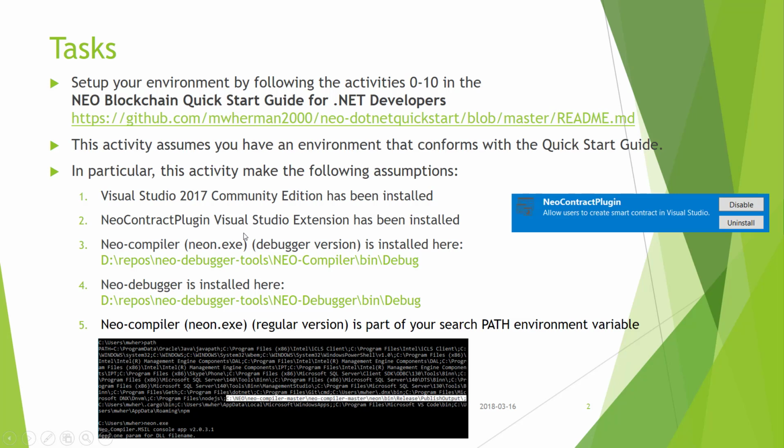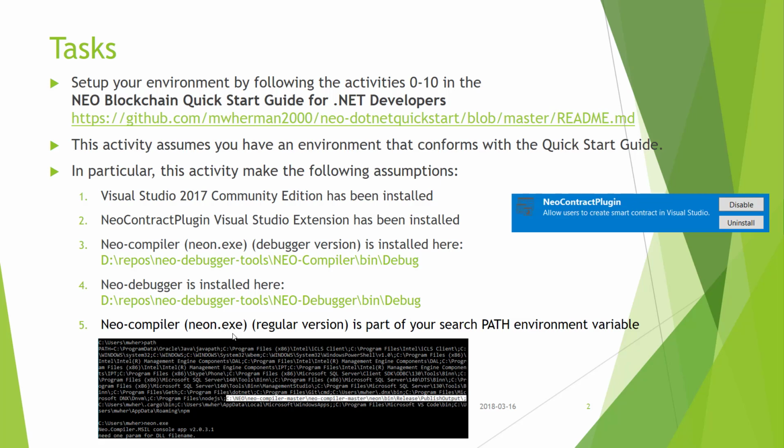That the Neo compiler, the debugger version of neon.exe, is installed in this path. That the Neo debugger itself is installed in this path. And that the Neo compiler, the regular non-debugger version, is part of your search path environment variable. If you're using different paths for these executable files, you just need to make adjustments in terms of what I'm going to show you.